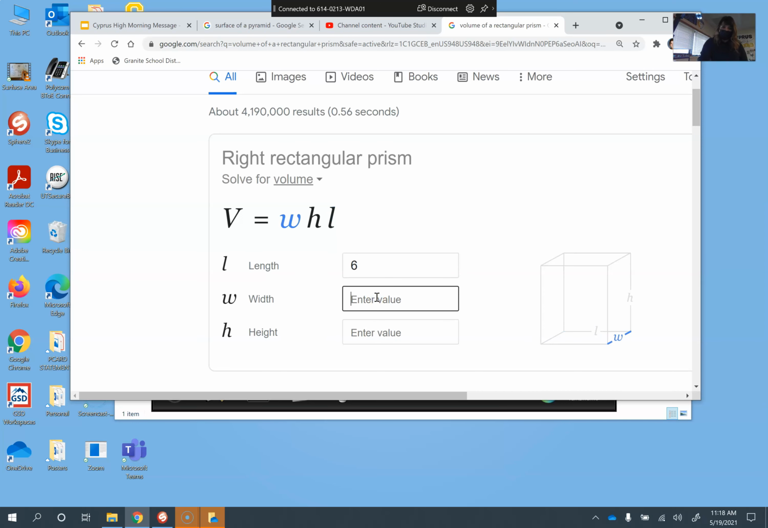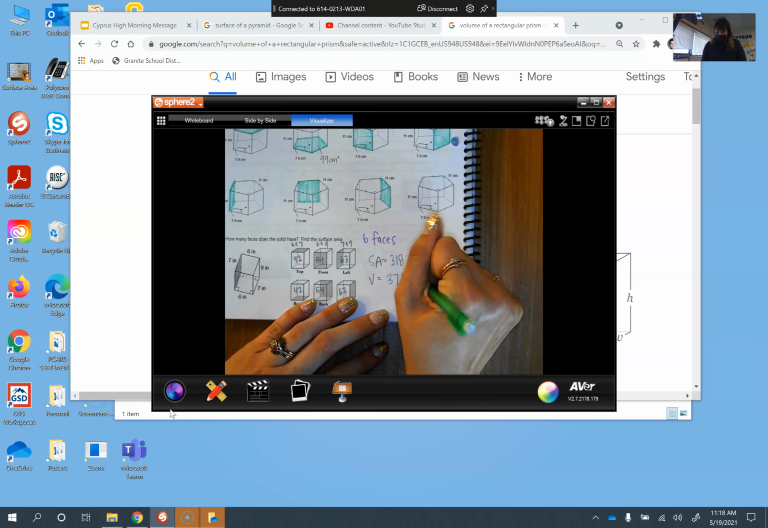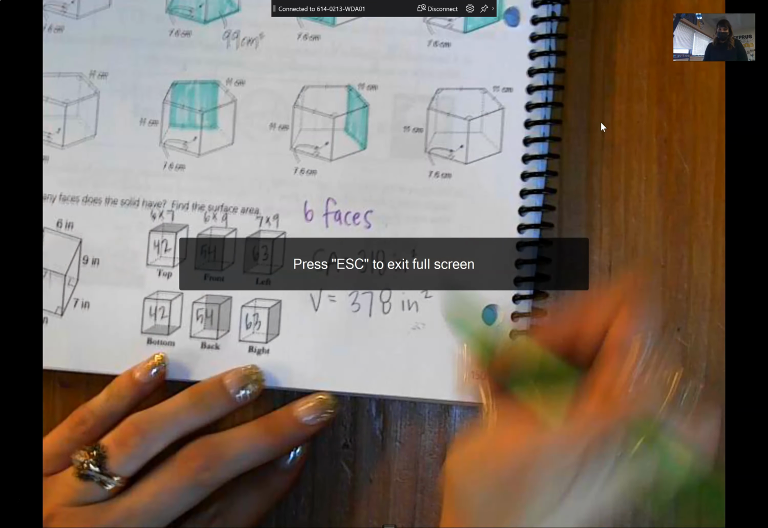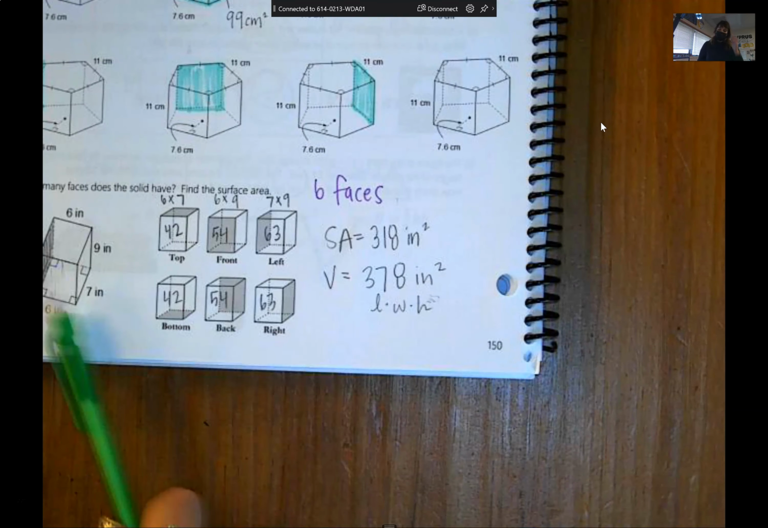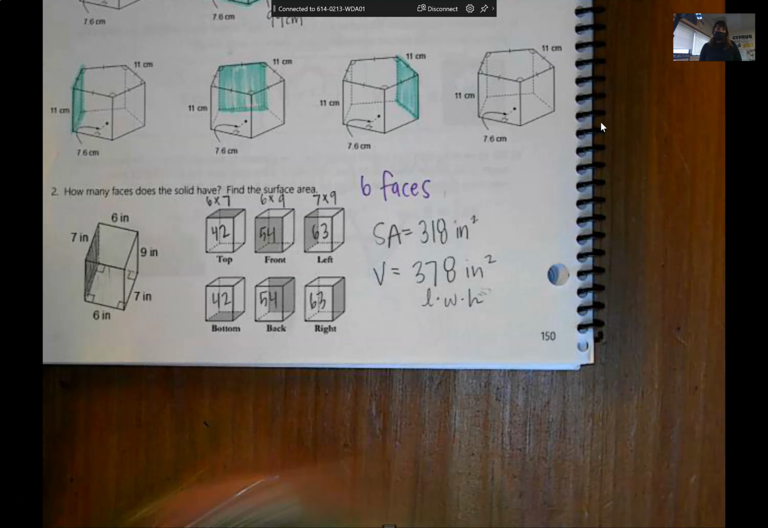Our width would be 7. And our height is 9. So this guy's volume is 378 inches cubed. This one's the easiest one though because the volume of a rectangular prism is just length times width times height. So we would have just needed to do 6 times 7 times 9. You guys are hanging in?